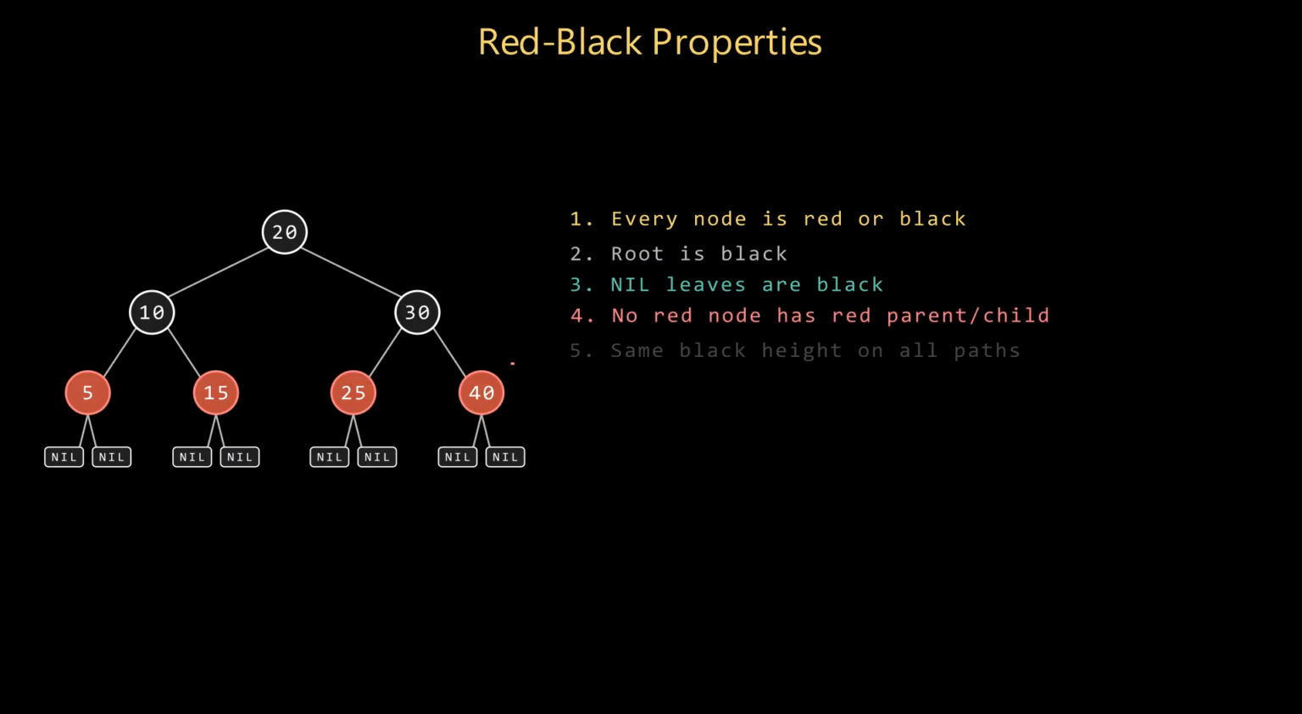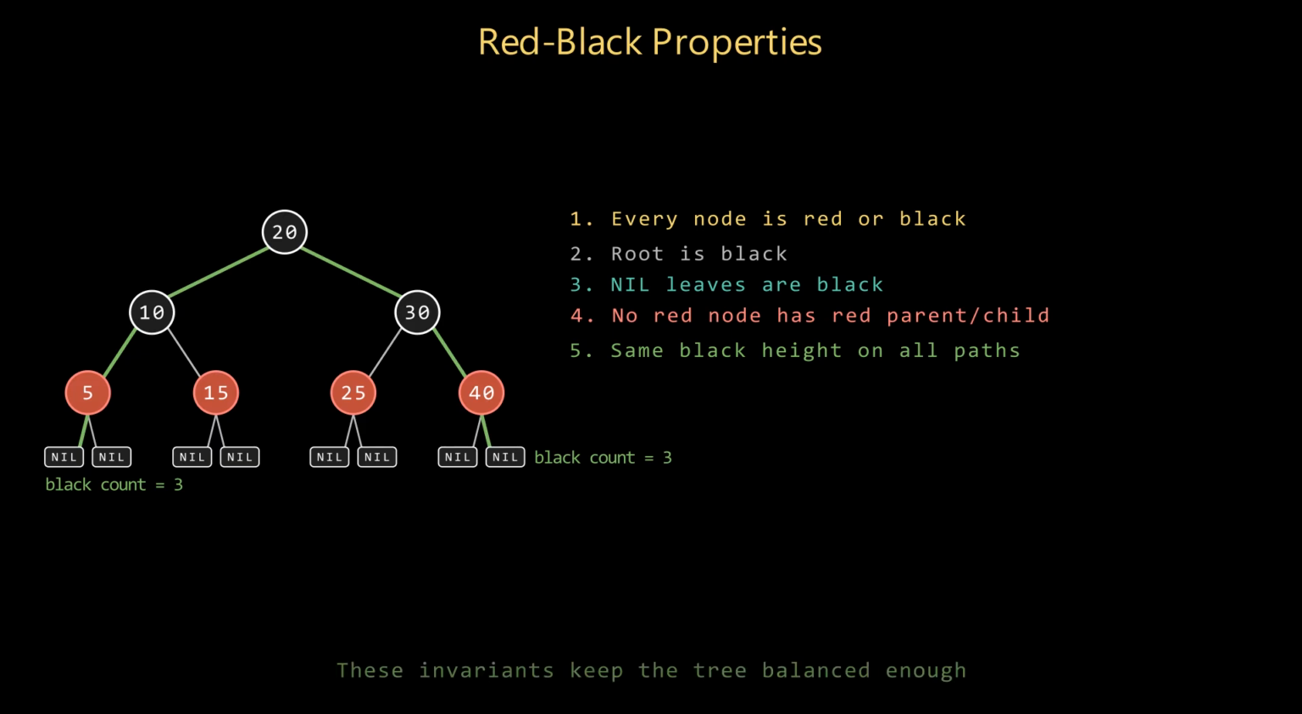A red node cannot have a red parent or a red child. This prevents long chains of red nodes from stacking up. Finally, every path from a node down to a nil leaf must contain the same number of black nodes. This is the black height rule. Together, these rules keep the tree close enough to balanced while preserving the binary search tree ordering.